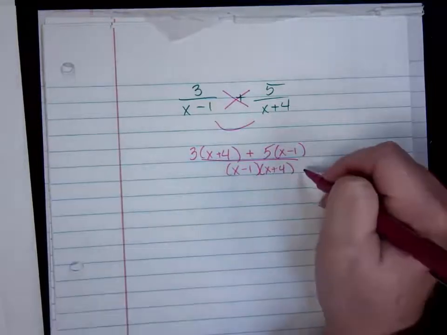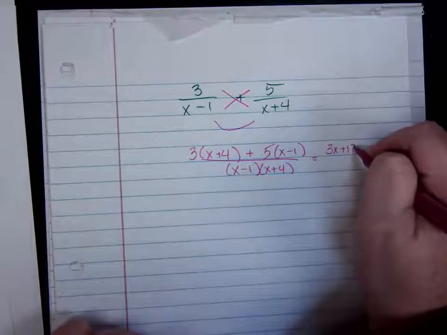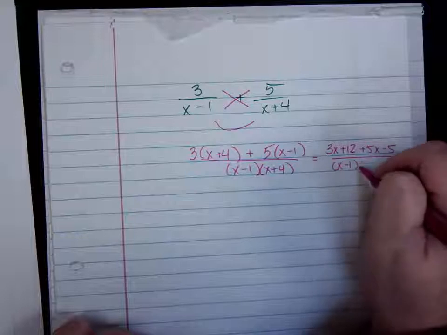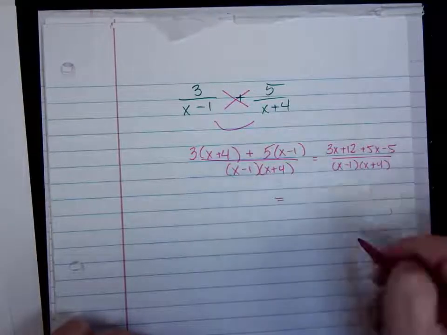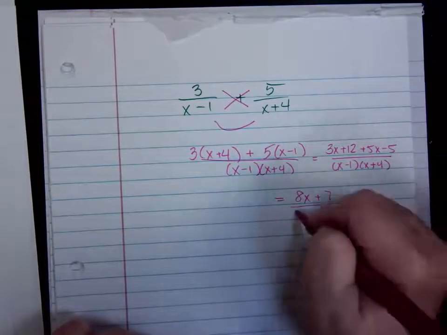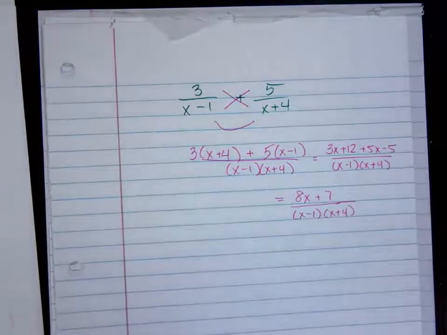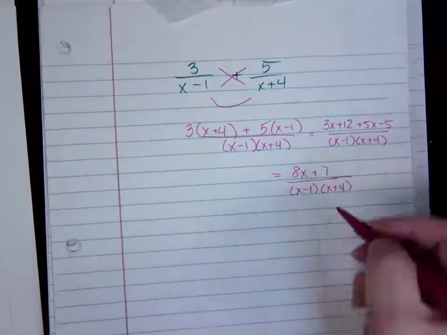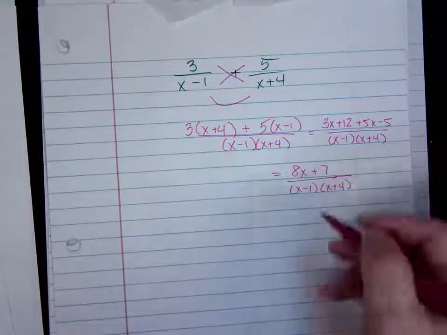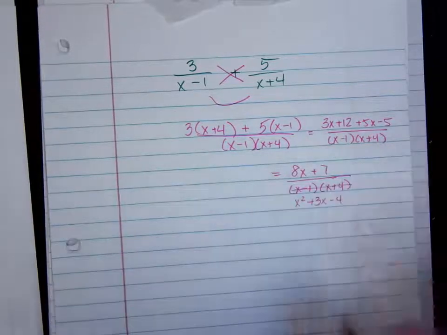This is the representation of the bowl. Then what we do is we distribute: 3x plus 12 plus 5x minus 5 over the denominator, which then cleans up to be 8x plus 7 over x minus 1 and x plus 4. Okay. Now, I'm going to go ahead and multiply out. When we used to do this in class, I told you not to multiply out the bottom. Agreed? So if I multiply out the bottom, I get this.